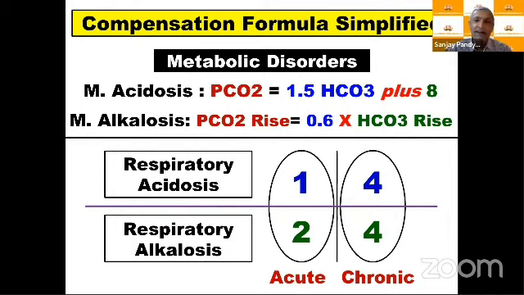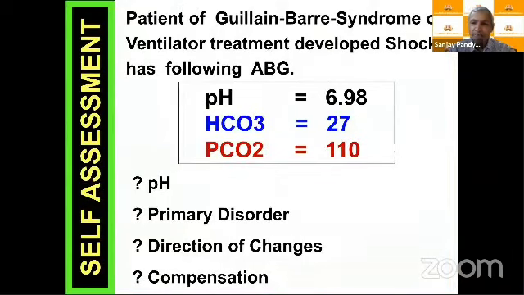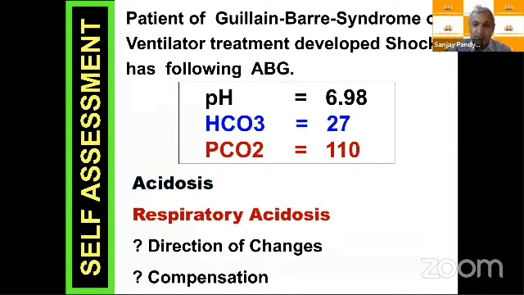With this revision, now it's going to be your time to diagnose mixed disorder step by step. I request all of you to reply step by step, not everything together. pH is suggestive of what? Acidosis. Which kind of acidosis? Respiratory or metabolic? Respiratory acidosis. Direction of changes are same or opposite? Same direction. Yeah, both have increased, so it is same direction. Now, this is an acute event, and it's acute respiratory acidosis. So, which formula will you use? Acute event.